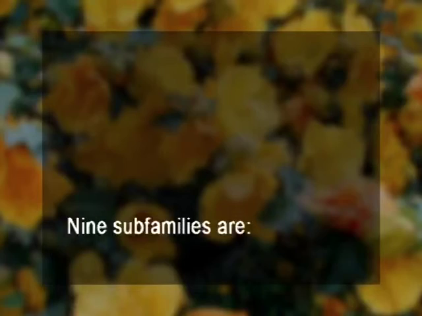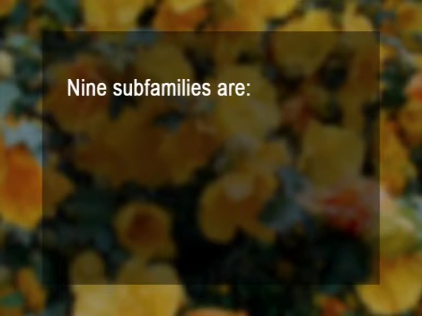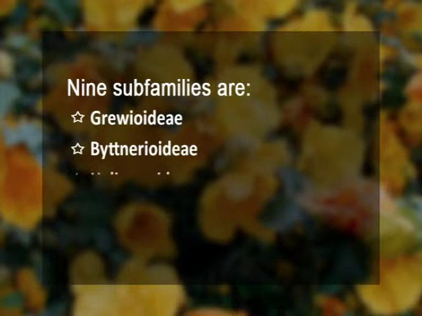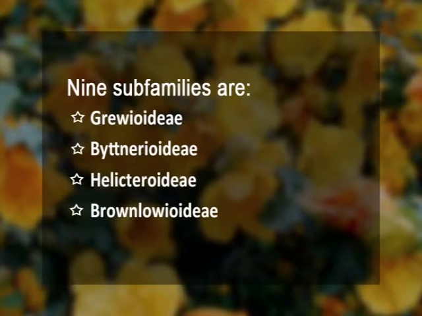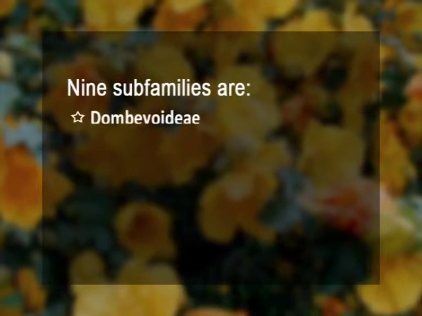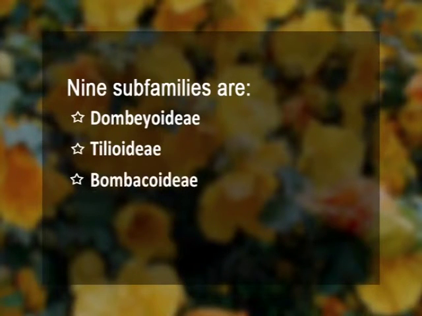The phylogenetic relationships within the family have been investigated by cladistic analysis based on both morphological and DNA based characters. At present, as of now, 9 monophyletic subfamilies have been recognized under the family Malvaceae. These are Grewioideae, Byttnerioideae, Helicteroideae, Brownlowioideae, Sterculioideae, Dombeyoideae, Tilioideae, Bombacoideae, and last one Malvoideae.